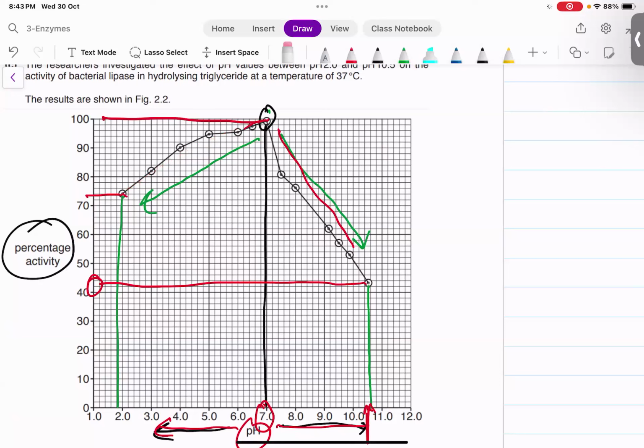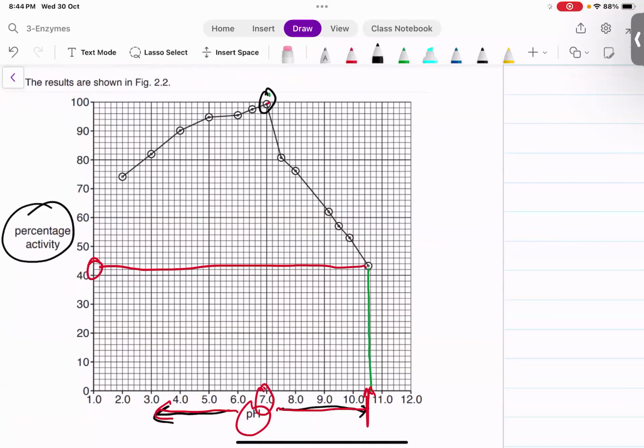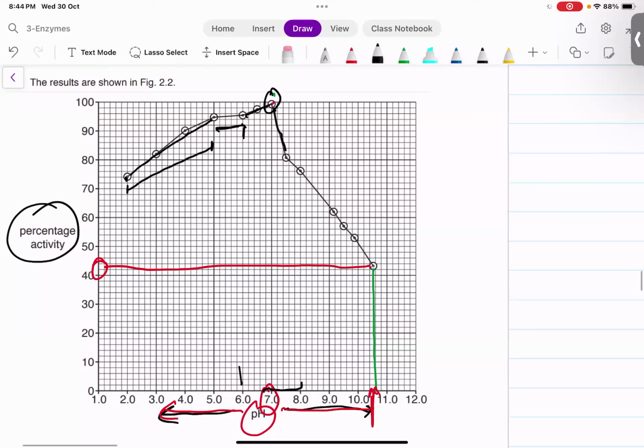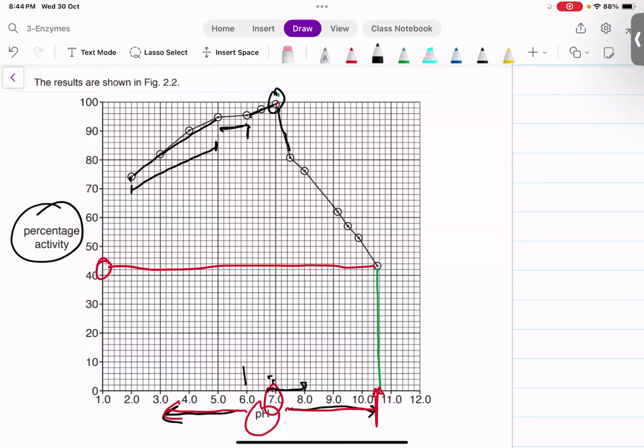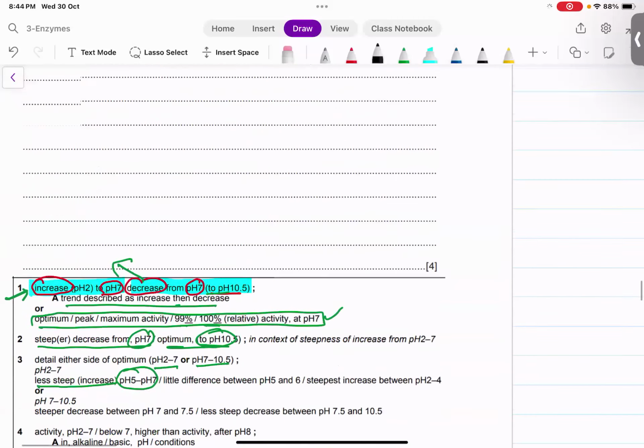From this point to this point there is a steeper increase, and from this point to this point there is a less steep increase. So 5 to 6 is a less steep increase, and from 6 to 7 there is a more steep increase. Similarly, from this point to this point there is a steeper decrease, and from this point to this is a less steep decrease. So that's how you can make comparisons between the different parts.